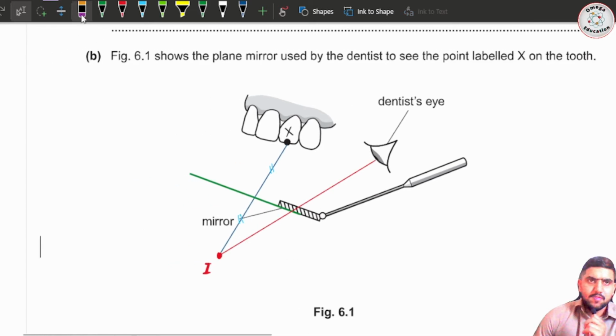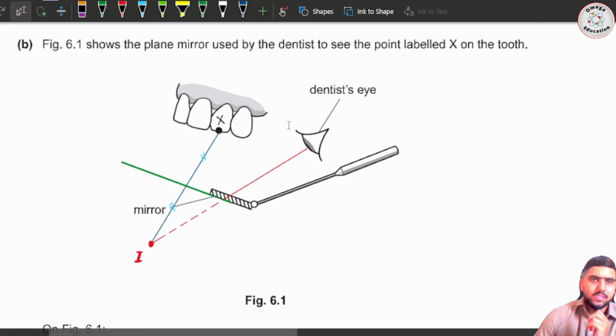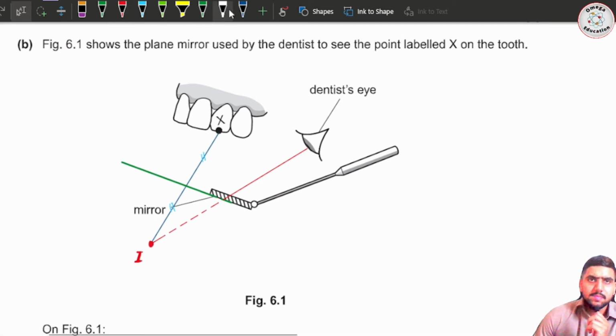And once we are done with it, we ensure that the line at the back side of the mirror has to be a dotted line. All right, because that ray does not exist in reality, it's just an extension. And finally, the last step is to join the object, which is a point X, with the point of incidence on the mirror.